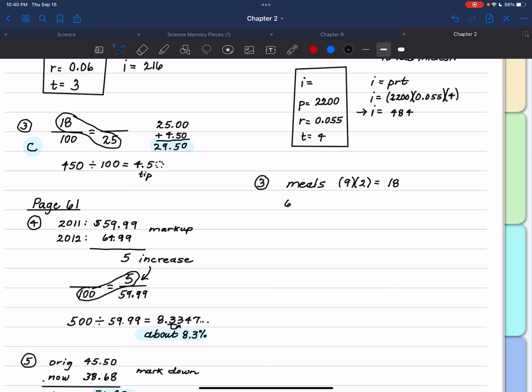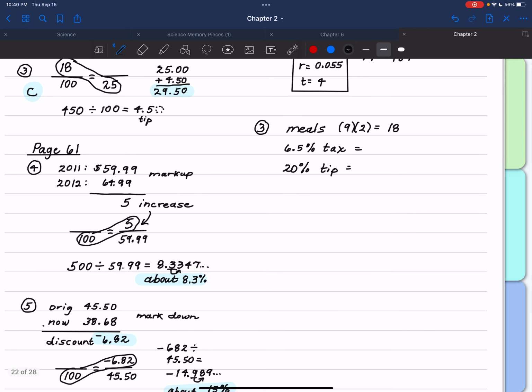They want to leave a tip. They also have to pay tax. So we have 2 different percents going on here. So that's telling me that I need 2 different proportions. Whoops, I lost it. Let me draw the proportion again. So we have percent over 100 equals part over whole.